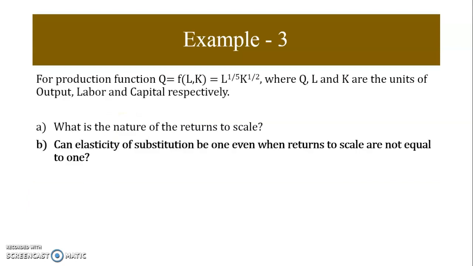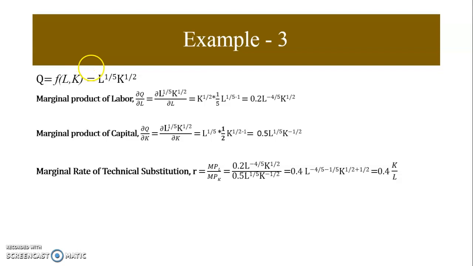The next question is, can elasticity of substitution be 1 even when the returns to scale are not equal to 1? For that, we'll find the elasticity of substitution. Before that, we'll find the marginal product of labor, because this will be used in the formula. The marginal product of labor is the partial derivative of Q with respect to L, keeping K constant. So K to the power 1 by 2 as it is, into 1 by 5 times L to the power 1 by 5 minus 1. This is your MPL.